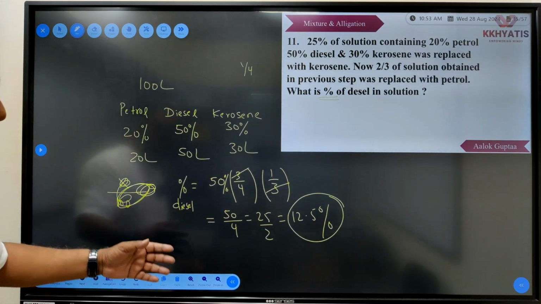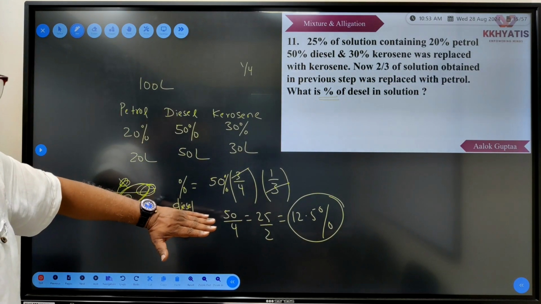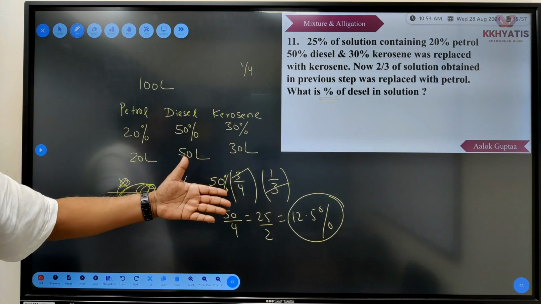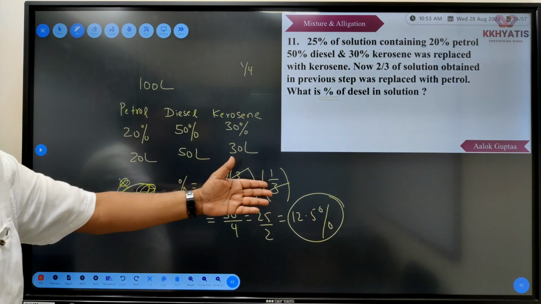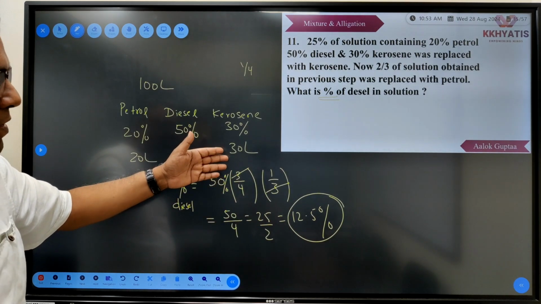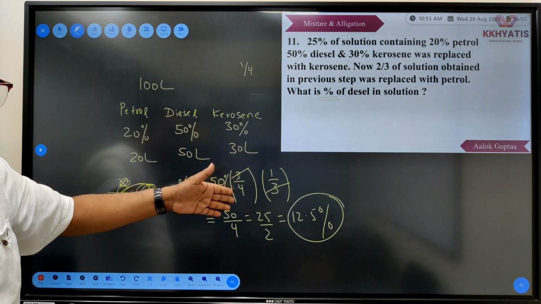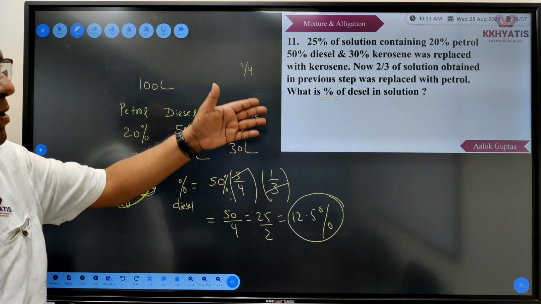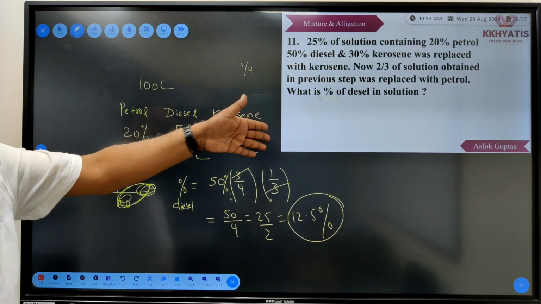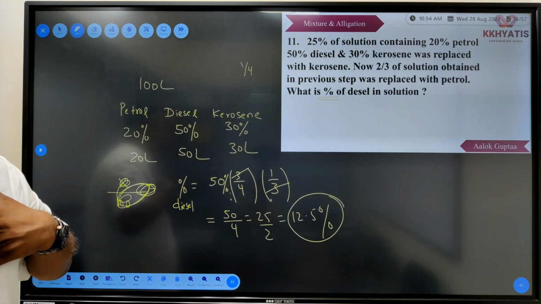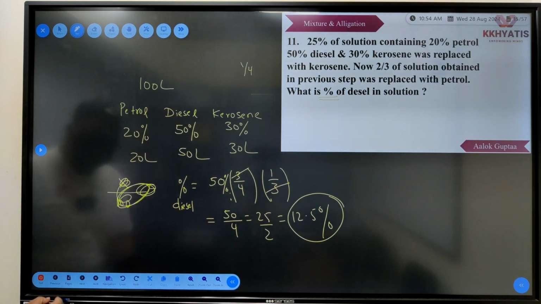So here what I have done is I took the initial quantity as total 100 and the final quantity as total 100, so I converted it into percentage only. So I wrote the formula in percentages only. So the final percentage of diesel is the initial percentage of diesel into the fraction left the first time when kerosene was replaced, and the fraction left the second time when it was replaced with petrol. So I got 12.5% as the quantity of diesel that is left finally.